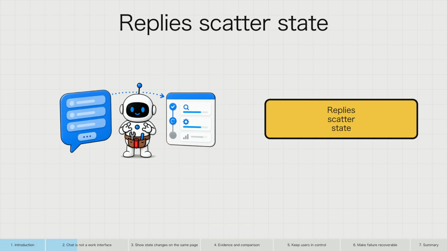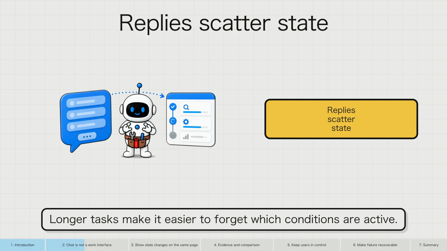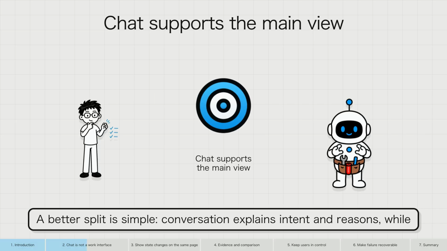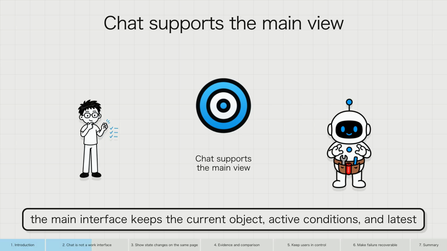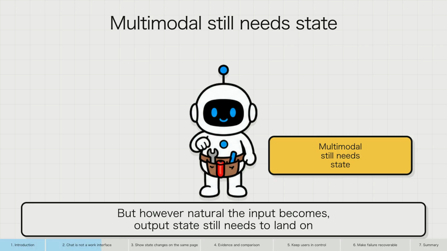If every change lives only in replies, users must reconstruct current state across many messages. Longer tasks make it easier to forget which conditions are active. A better split is simple. Conversation explains intent and reasons, while the main interface keeps the current object, active conditions, and latest result visible. Input can also combine voice, image, and text. But however natural the input becomes, output state still needs to land on an inspectable object.